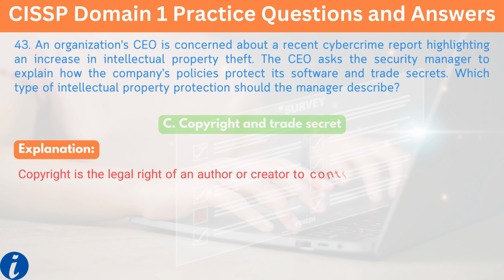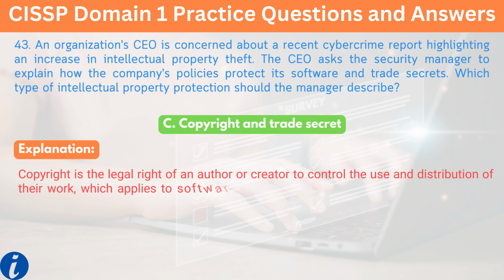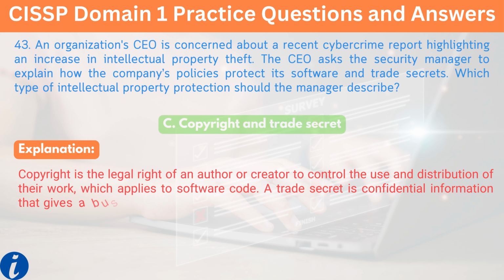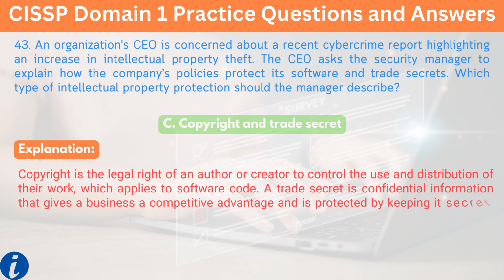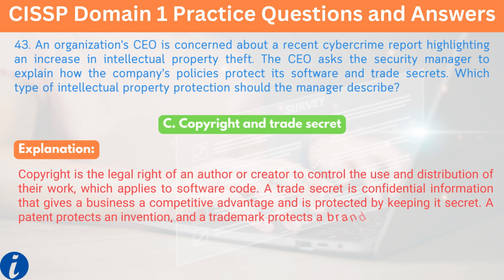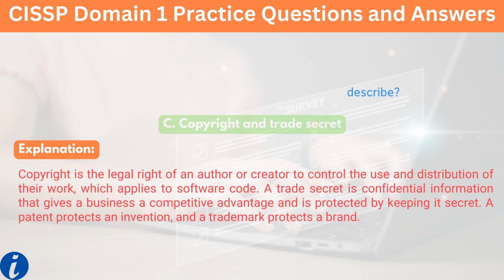Copyright and trade secret. Explanation. Copyright is the legal right of an author or creator to control the use and distribution of their work, which applies to software code. A trade secret is confidential information that gives a business a competitive advantage and is protected by keeping it secret. A patent protects an invention, and a trademark protects a brand.